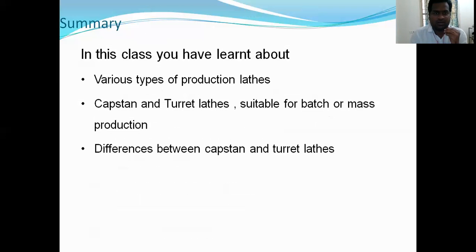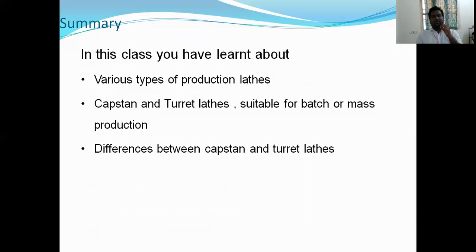So, now can we recall what we have done yesterday and today? That will be summarized now. Here, various types of production lathes are there. What are the production lathes? Automatic lathes, semi-automatic lathes, turret lathes, capstan lathes, CNC lathes. Capstan and other lathes simplify batch and mass production.